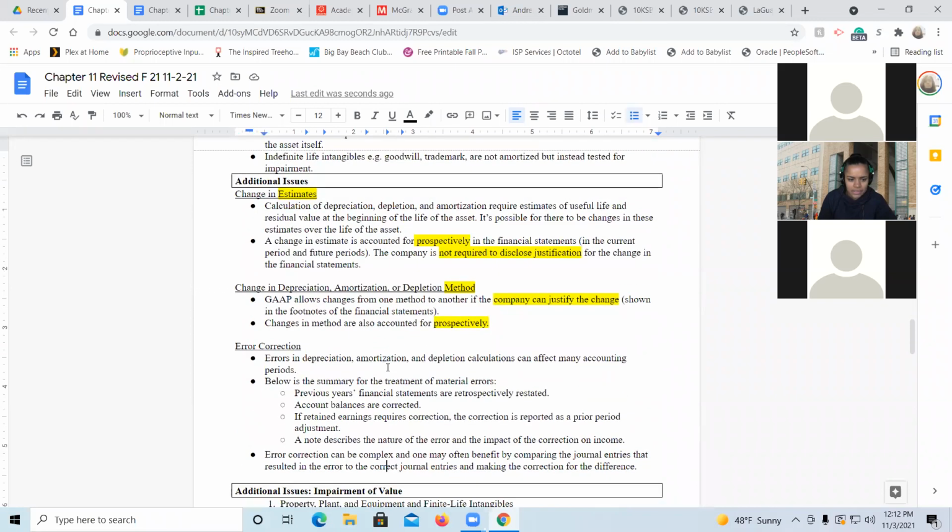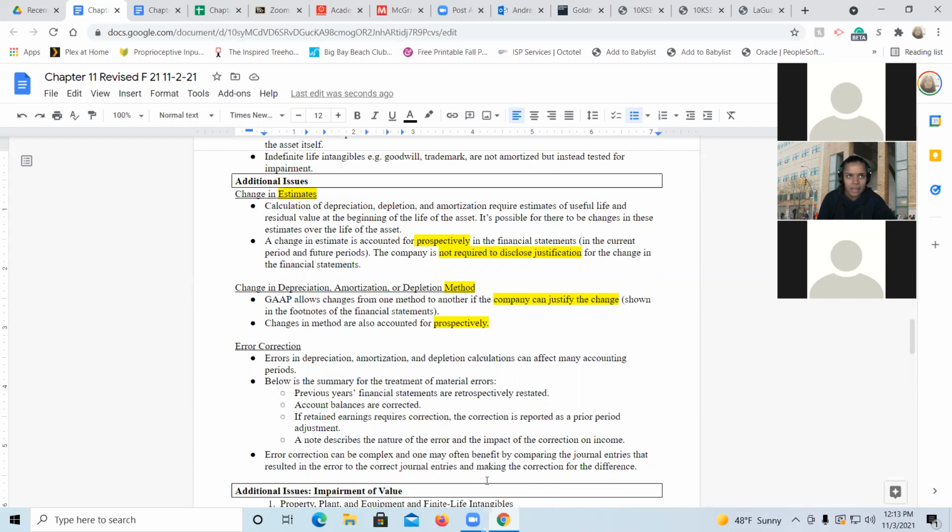The error correction doesn't tie in as much with these two because these are changes. The error, I'll just talk it through. You guys already kind of know what we mean. Because of the nature of depreciation, amortization, and depletion, if you think about the accounts that are involved, it can affect multiple accounting periods if there was some type of actual error.